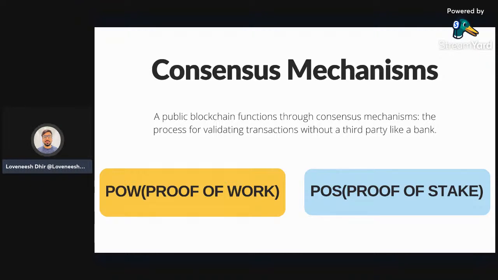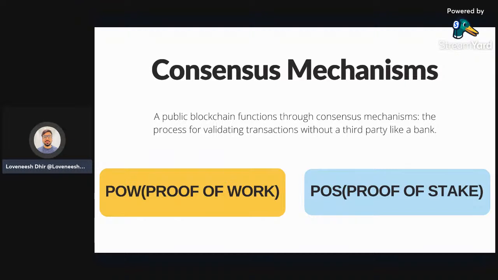There are two issues with proof of work. The first issue is it uses a lot of electricity, and the second is it can only process a limited number of transactions simultaneously. There are other consensus mechanisms as well. These are the two major consensus mechanisms being used in the industry, though there are many more. The initial consensus mechanism was proof of work, and the second most popular is proof of stake.